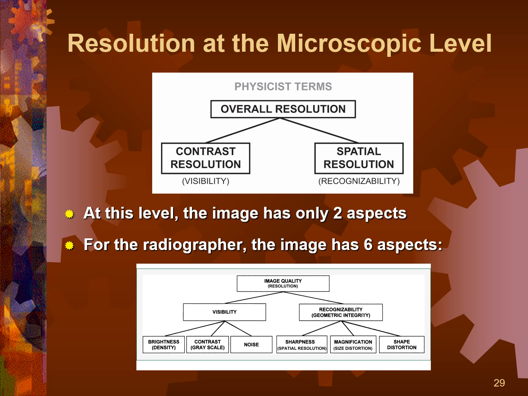so recognizability, now he calls that geometric integrity. The ability to see an edge is affected by overall sharpness or geometric penumbra, magnification, okay, and elongation.